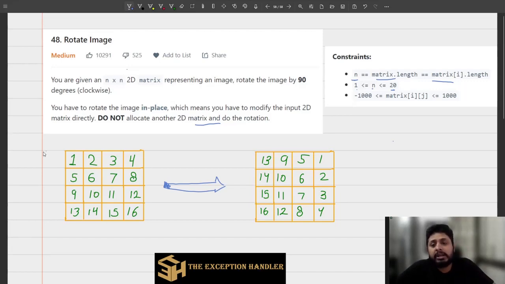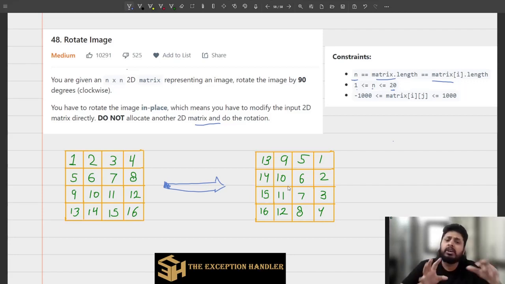Now I have drawn a matrix of 4 by 4, where I have 16 elements and you can see them over here, that are 1, 2, 3, 4, 5, 6 and so on. Now rotating this matrix by 90 degrees means you have to move this first row, 1, 2, 3, 4, into the last column. Then the second row would be in the second last column, and henceforth. So this is how you will be rotating the image by 90 degrees.